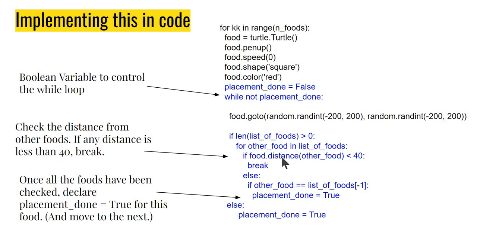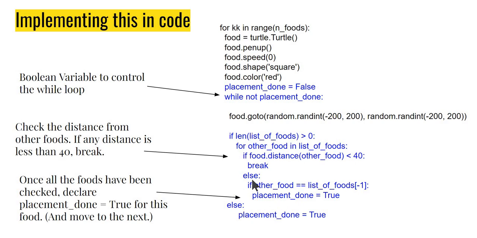However, if I go through every food in the list and end up at the last food, which means I'm at a distance from the last food as well, I can be sure that the placement has been done correctly, because it means that every other food is far from the new food that I'm placing. And of course, if the length of the food list is 0, I'm the first food, then the placement becomes true. So really, this while loop is going to do the job for me.